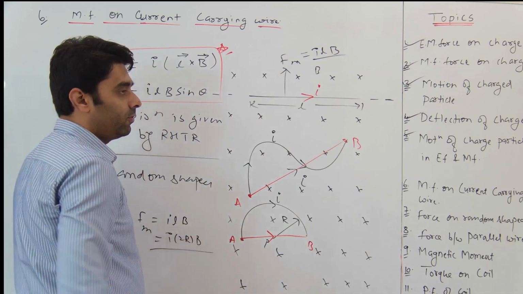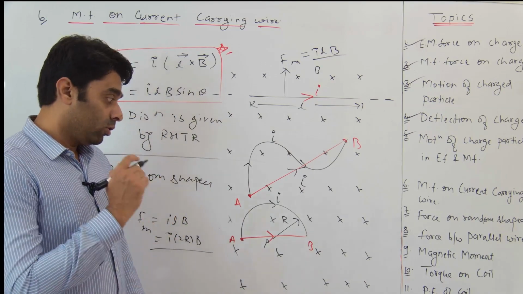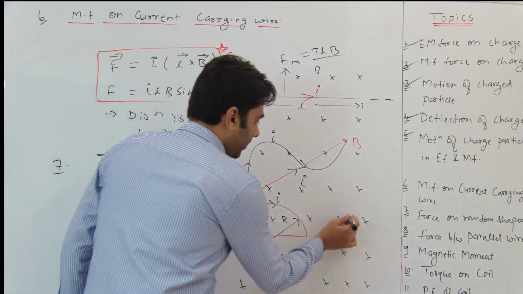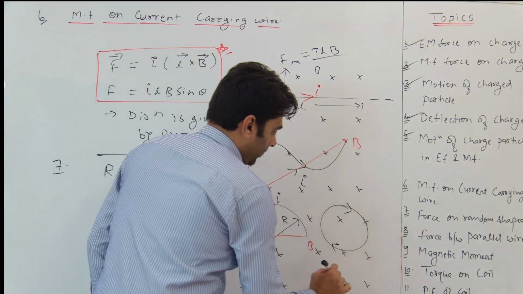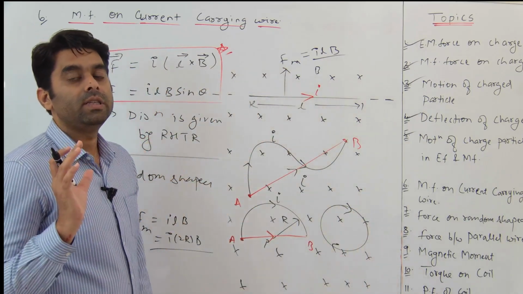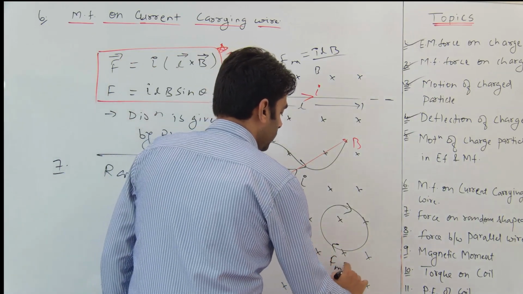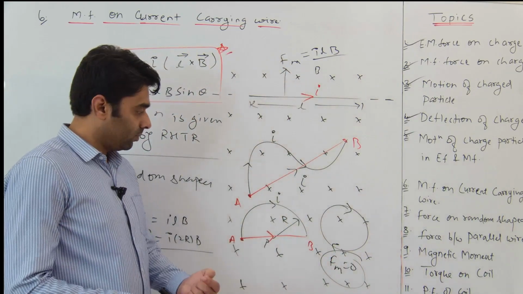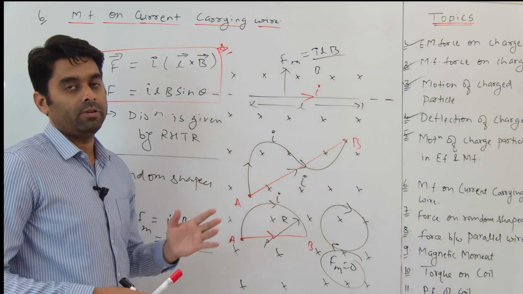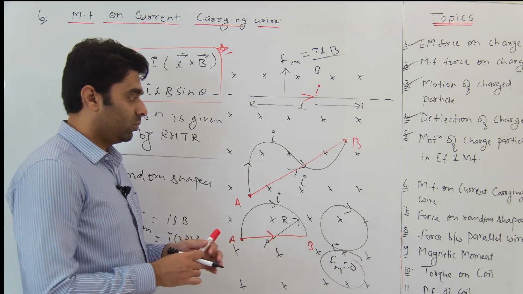So this is how we find the magnetic force on a random shaped wire or a curved wire. Also, one more point that we can remember is, let's suppose a circular wire is there. In case of a circular wire, the net magnetic force on a circular wire will be 0, right? From this concept only, we can answer that the magnetic force on a circular wire will be 0. Let us move ahead.